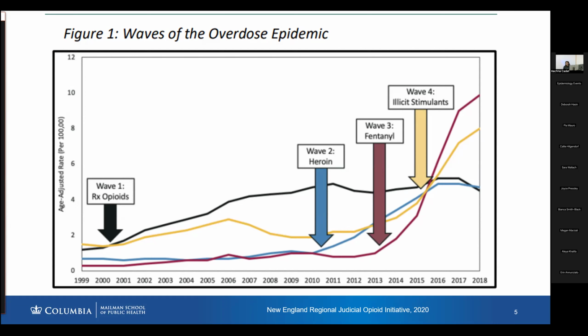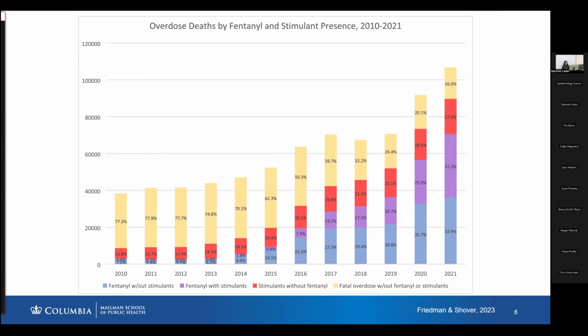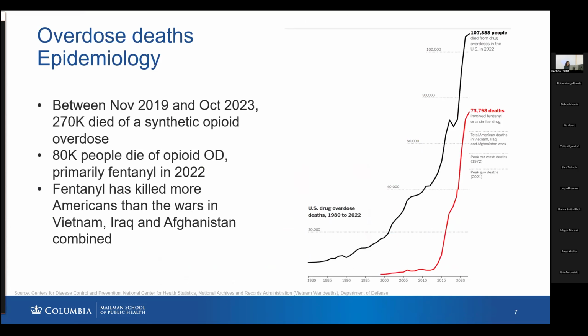This graph is showing overdose deaths by fentanyl and stimulant presence from 2010 to 2021, and we see that the rate of fentanyl overdose has increased. If you're focusing on the purple bar, in 2010, fentanyl with a stimulant was present among overdose deaths at only 0.6%. But by 2021, it had increased to 32.3% of overdose deaths having the presence of fentanyl with a stimulant. So again, we're seeing this increase in the polysubstance use narrative.